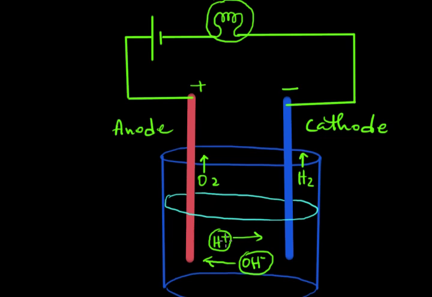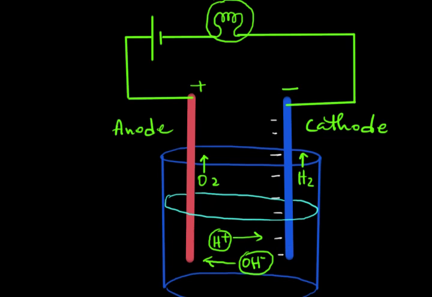Now if we connect this setup to an external battery, a current passes through it. The H+ ions, being positively charged, are attracted to the cathode and move in this direction, and the negatively charged OH- or hydroxyl ions are attracted towards the positive terminal, or the anode, and they move towards this direction. And since the cathode is connected to the negative terminal of the battery, it contains a high number of electrons in it.